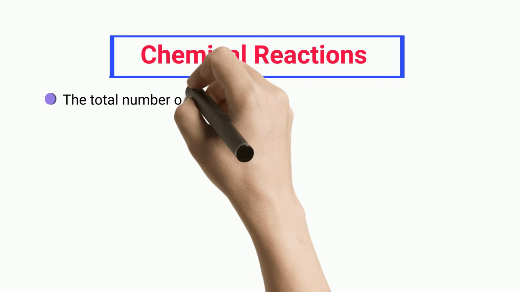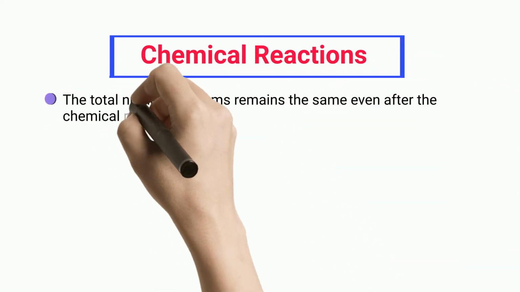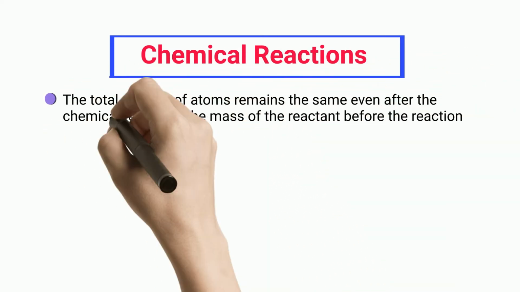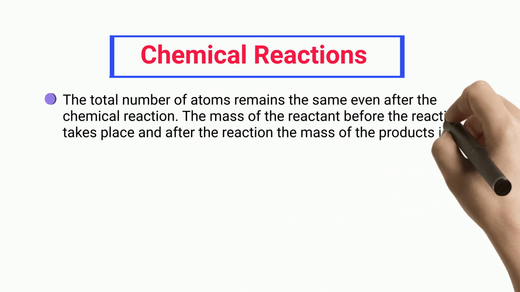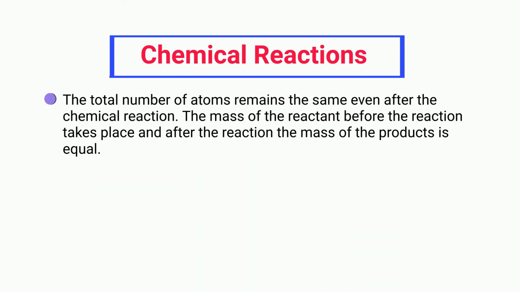Chemical reactions. The total number of atoms remains the same even after the chemical reaction. The mass of the reactant before the reaction takes place, and after the reaction the mass of the products is equal.